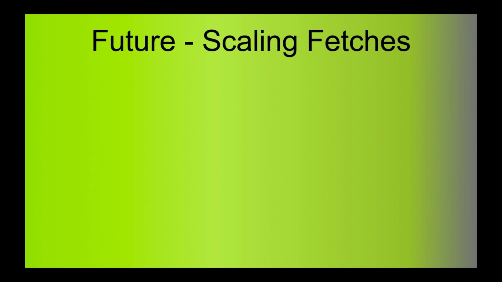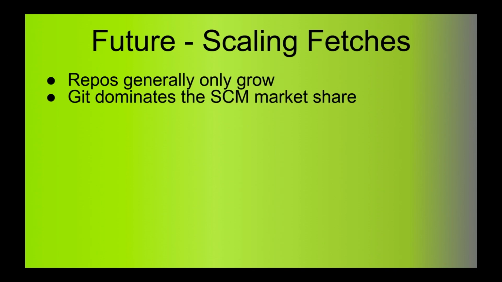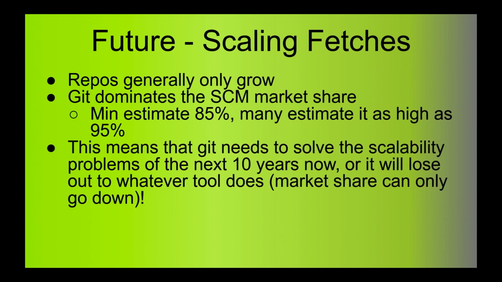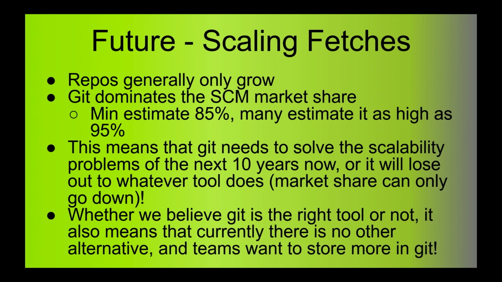Some more thoughts for the future. Repos generally only grow, right? Git dominates the market share. That means we need to solve it, because Git's going to be around, and if we don't solve it, we're going to lose to something new that does, right? We can only go down in market share. So we have a target on our back. And whether we think Git is the right tool to store stuff in or not, people are doing it, right? So everybody wants to do it. Even if we're not designed for it, we have to figure it out.